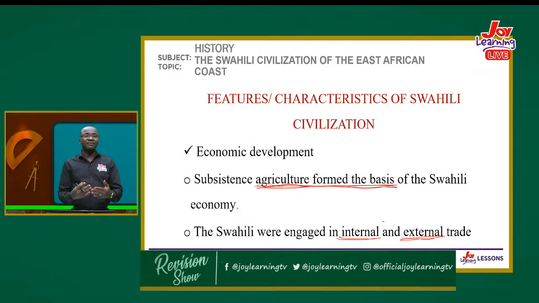These trade items were taken out of the East African coast, and in exchange they received various cloth, beads, and other trade items from the Indians and Chinese as well as the Arab traders. So we would take a break here on the economic activity of the people of the East African coast, and we'll take a break, sip some water. We would be right back.